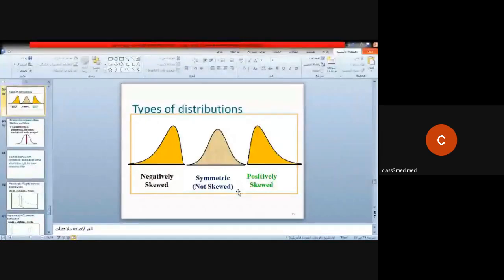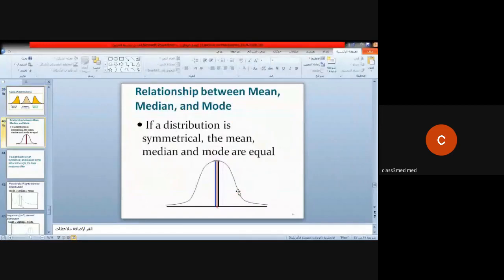If the distribution is symmetrical, the mean, the median, and the mode are equal and located in the middle. We say that the measures of central location tend to cluster in the middle. So in a normal distribution, they are all equal and located in the middle.